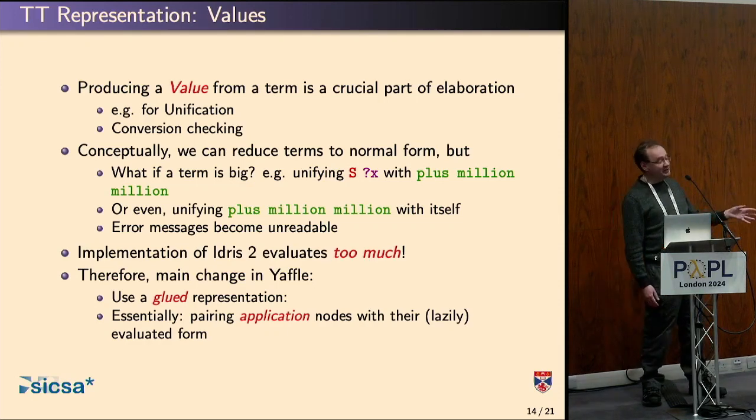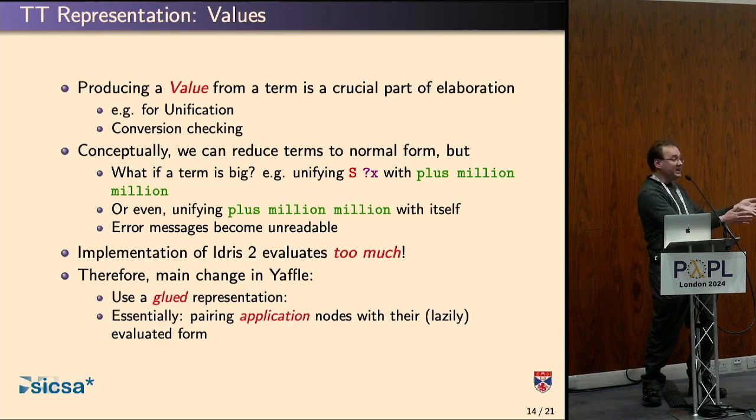So glued representation. What's happening is when you've got an application node in your value, you keep the application node and what it evaluates to. That way, if the application node without evaluation is enough, it's right there, you've got it. This is good news, firstly, because it makes lots of things quicker. You can do an approximate conversion check. But it also means that when you print out the error message, you get the thing that the programmer wrote and not the thing that you happen to have evaluated it to.